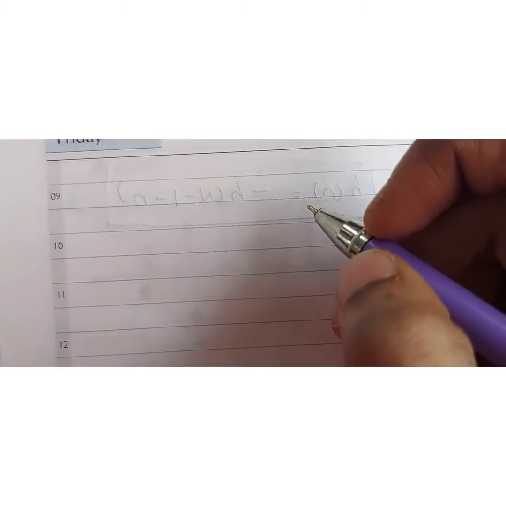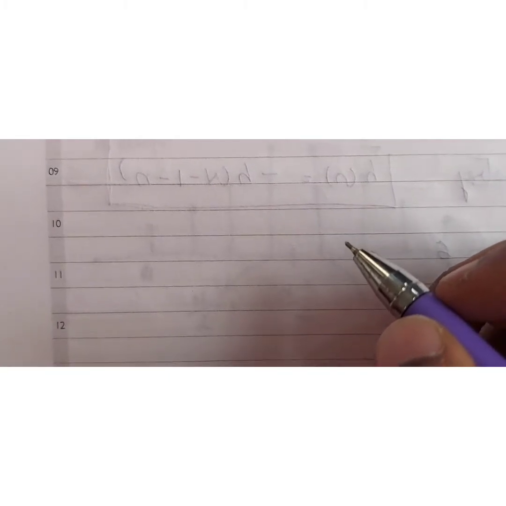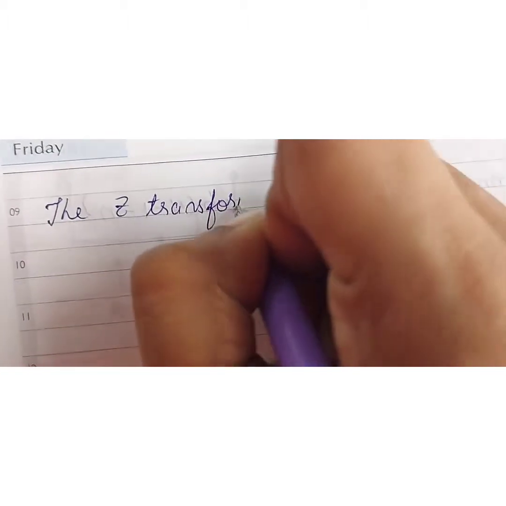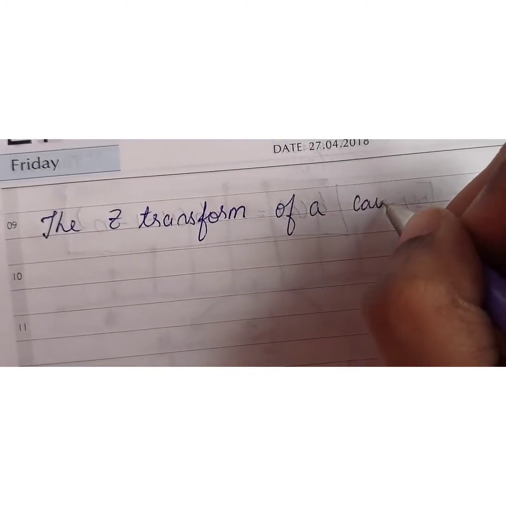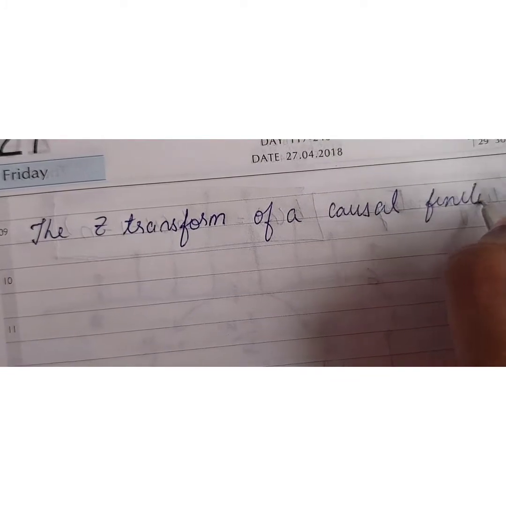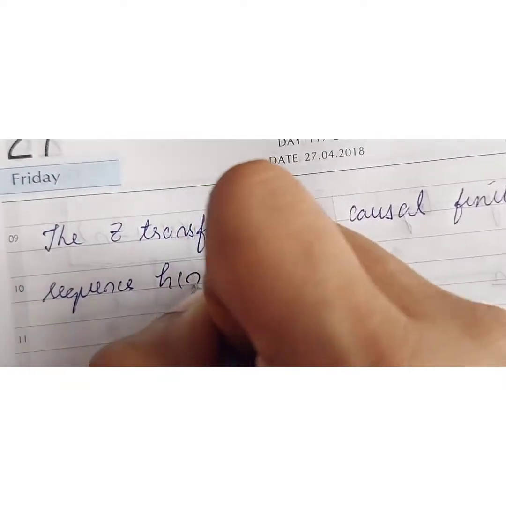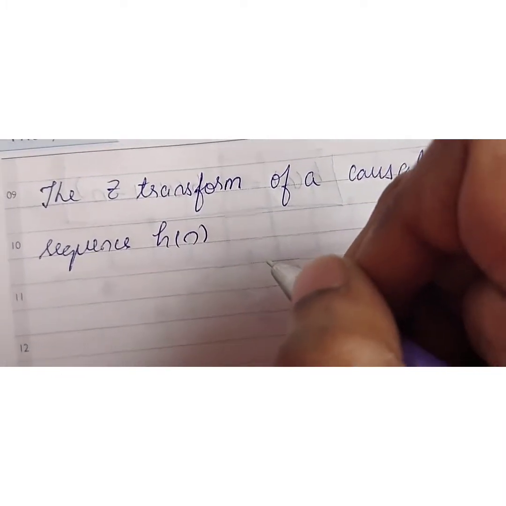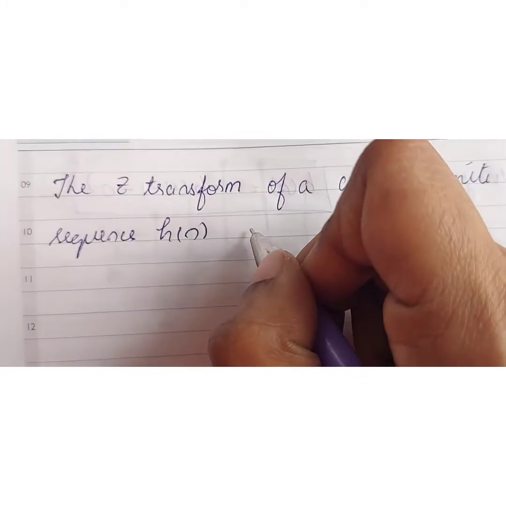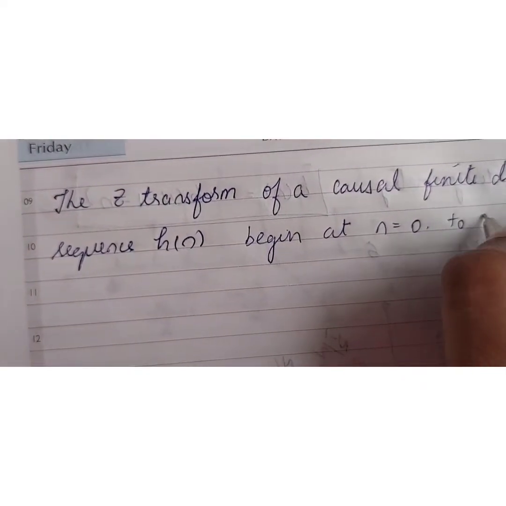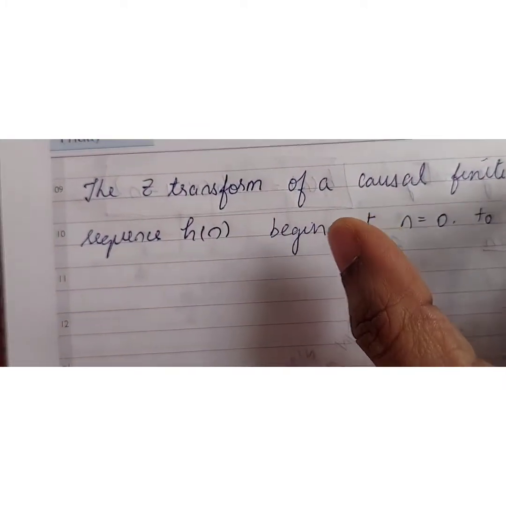So in order to find the impulse response of the filter, exploiting the symmetric nature and everything, we will look at the Z transform of that. So let us write, suppose we consider the Z transform of a causal finite duration sequence h of n, okay. Causal means here we say that we are beginning at, say, n equal to 0, to capital N minus 1. So this is the length of the impulse response we are going to restrict.